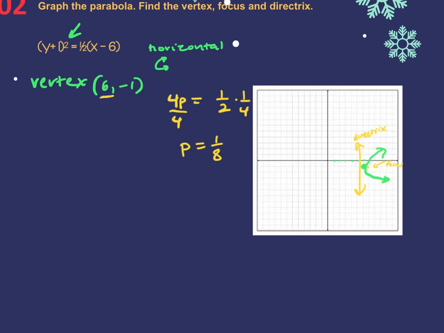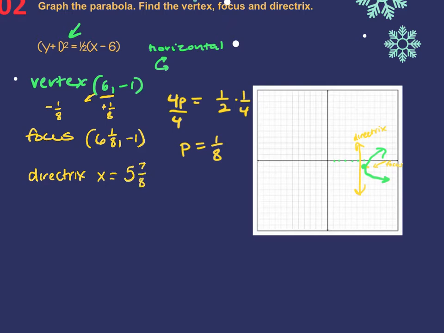So we're taking our 6, we're adding the 1/8 to get the focus. So the focus is 6 and 1/8 and -1. And we're subtracting 1/8 to get the directrix. So 6 minus 1/8 would be, it's a line. So it's an x equals, and it would be 5 and 7/8.